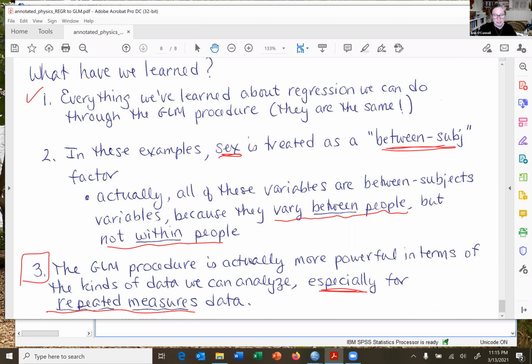So now you have this kind of template that you can refer back to that will really help you think through how regression and the GLM procedure are doing the exact same thing.